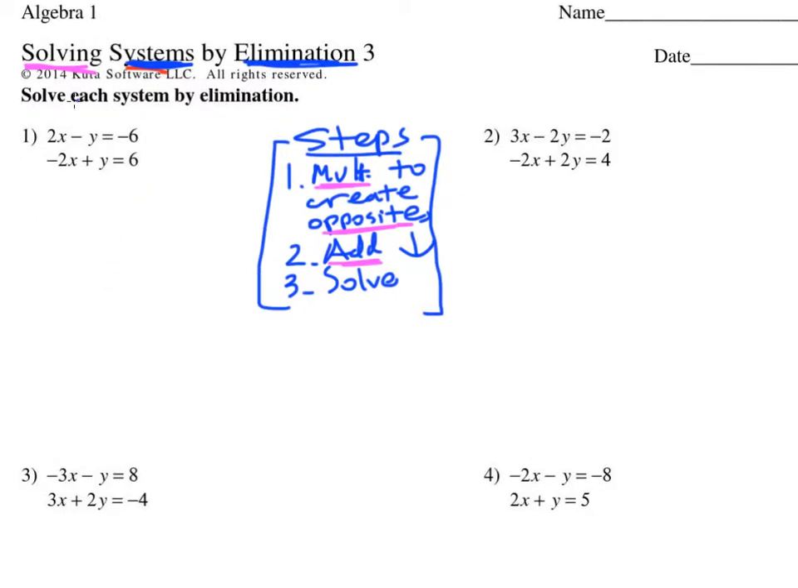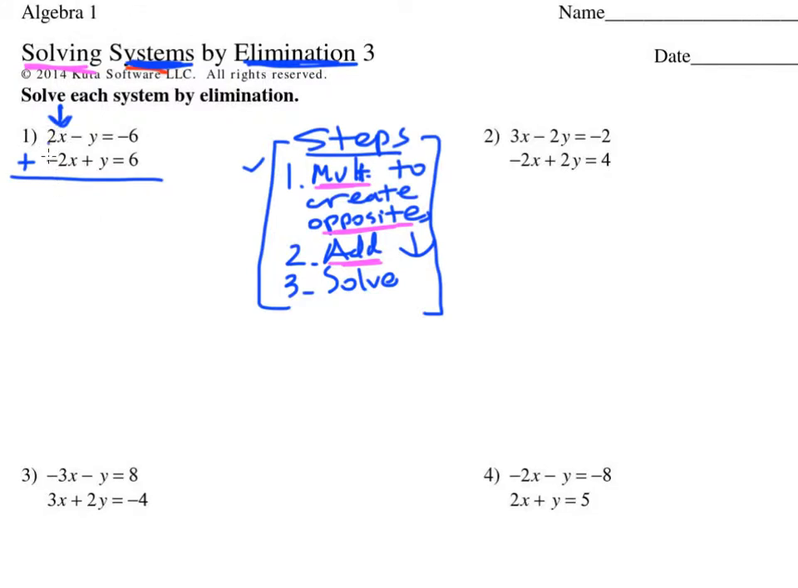Number one. So we want to look for opposites. 2x, negative 2x. These are already perfect opposites. We don't need to do any multiplication. Cool, so we're done with step one. All we have to do now is add straight down, step two. Let's go ahead and add that.